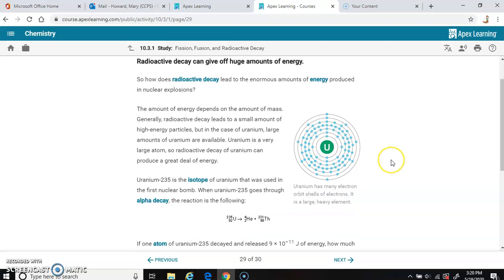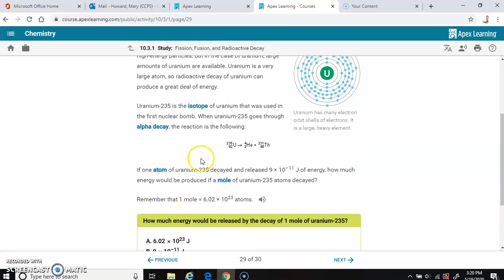Okay, but last but not least, we can also calculate how much energy is produced in nuclear explosions, and it depends on the amount of mass. So how much of that element you have determines how much energy is released. Generally radioactive decay leads to a small amount of high energy particles, but in the case of uranium, large amounts of uranium are available, and it's a very large atom so it can produce a great deal of energy, okay, uranium bomb. So the isotope is 235 that is used in the first nuclear bomb, and we do use that. And it goes through alpha decay, meaning it's releasing a helium. In the first stage, it goes to thorium.